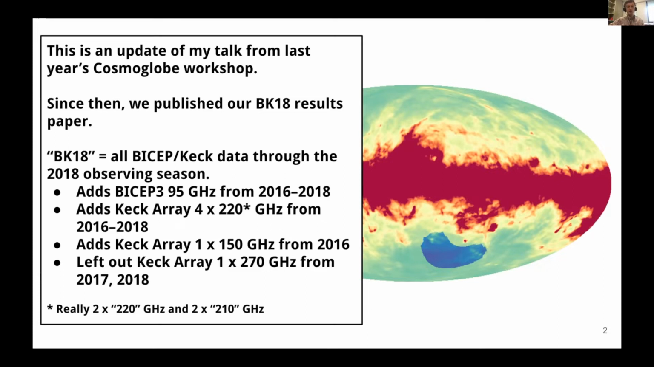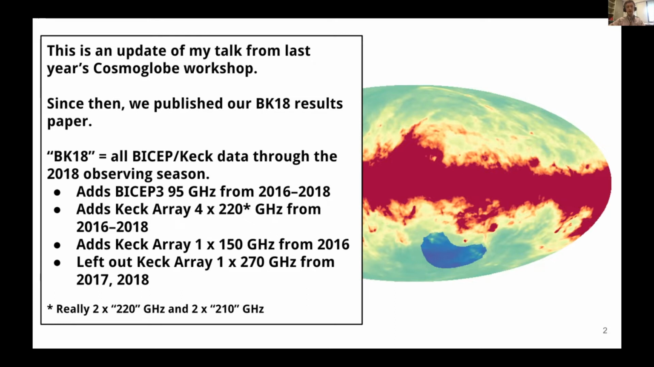Looking at how this most recent result incremented over the previous one, the last paper was BK15, through the 2015 observing season. So we've added 3 years of data: 2016, 2017, 2018. The number one highlight is BICEP3. It first started observing in 2015, but that ended up being an engineering season, plagued by cryogenic issues and problems with some of the optical bandpass filters. But starting in 2016, BICEP3 really hit its stride.